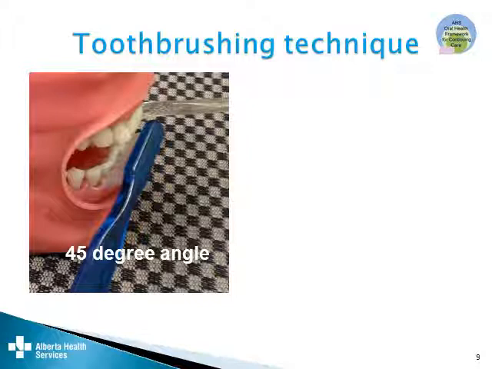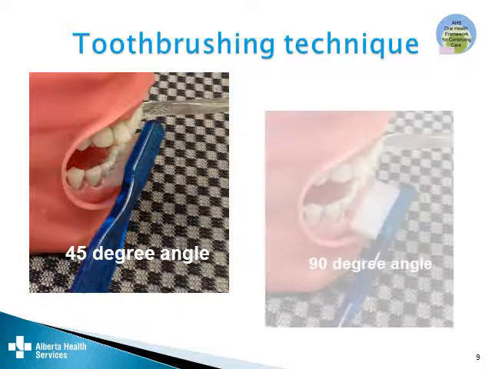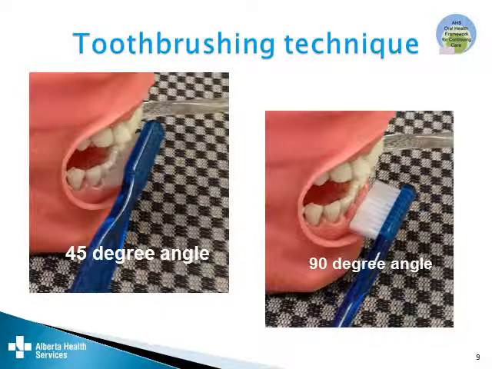The angle of the brush is a 45-degree angle. The left picture is showing this position of the bristles, so they are tipped at a 45-degree angle to reach the area where the tooth and the gum meet together along the gum line. The right-hand picture shows positioning the toothbrush bristles pointing directly at the teeth or at a 90-degree angle.